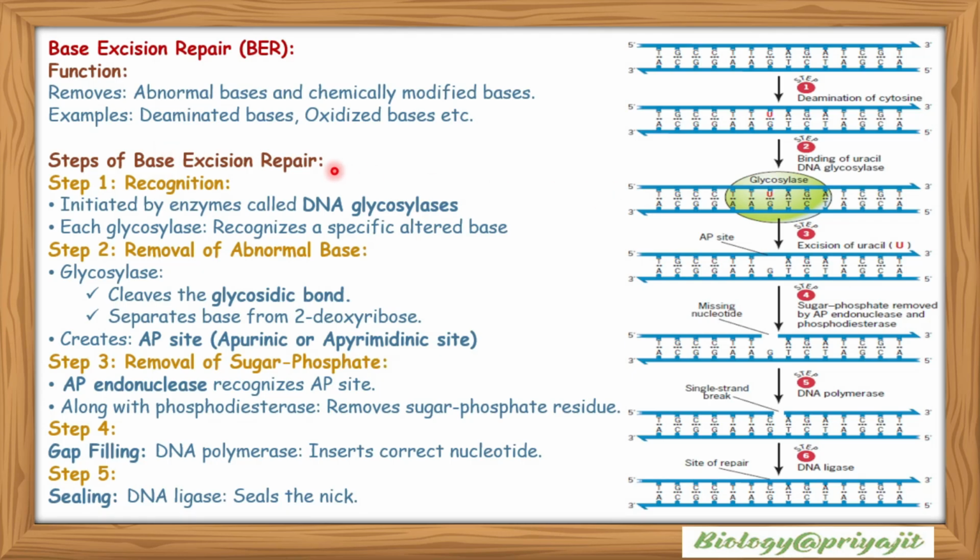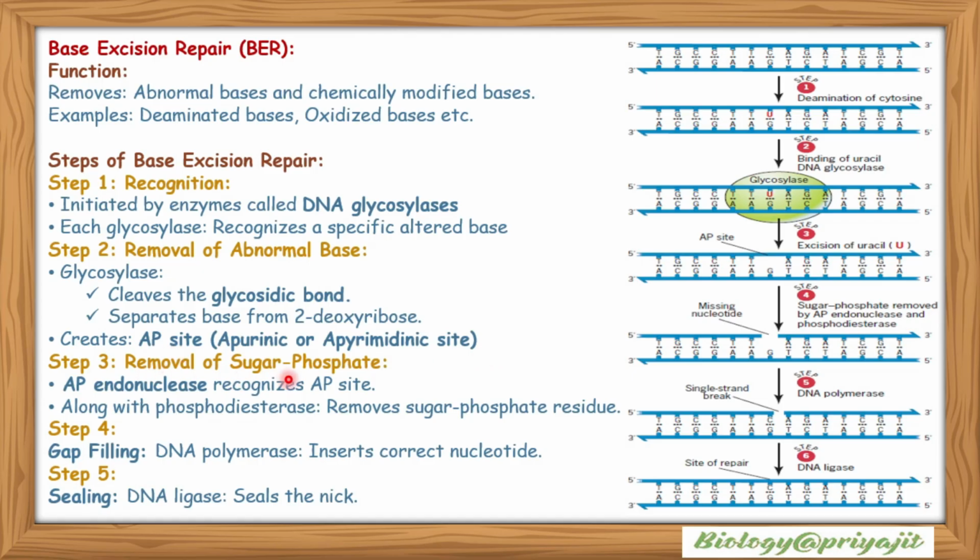Steps of base excision repair. Recognition: it is initiated by enzymes called DNA glycosylases. Each glycosylase recognizes a specific altered base. Removal of the abnormal base: glycosylase cleaves the glycosidic bond. It separates the base from 2-deoxyribose. It creates an AP site, an apurinic or apyrimidinic site.